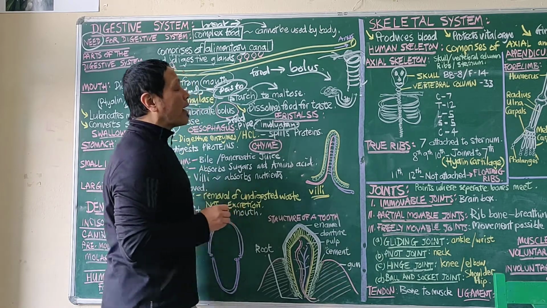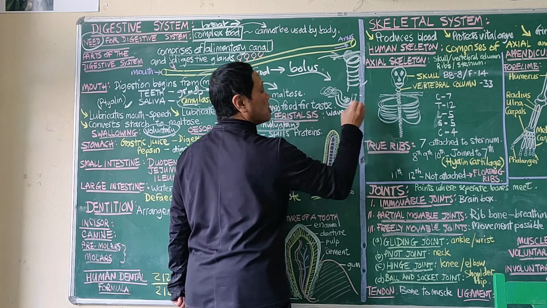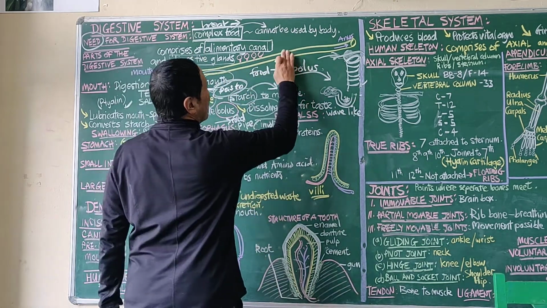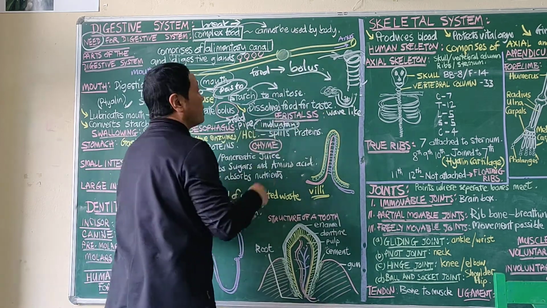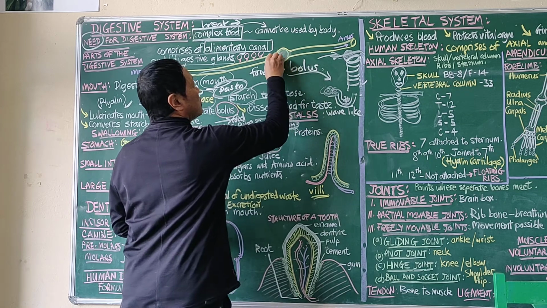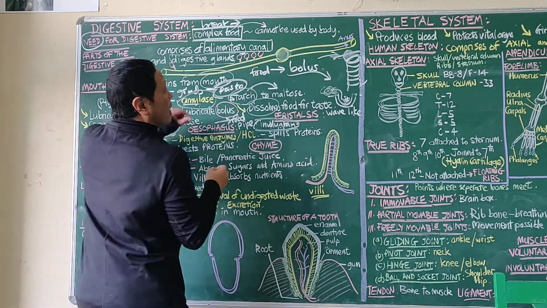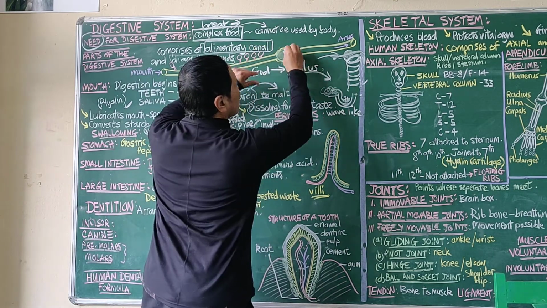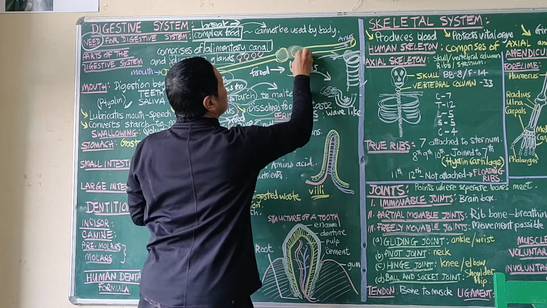Peristalsis is a wave-like action. Let's say this is the food pipe, and here is a lump of food going through this canal. Because of the wave-like action, this part presses it and the food moves forward. Now, instead of being here, it moves here.